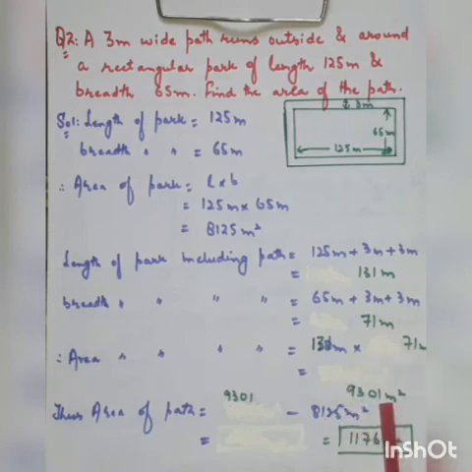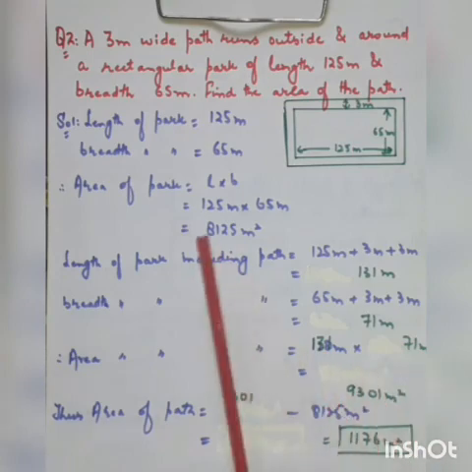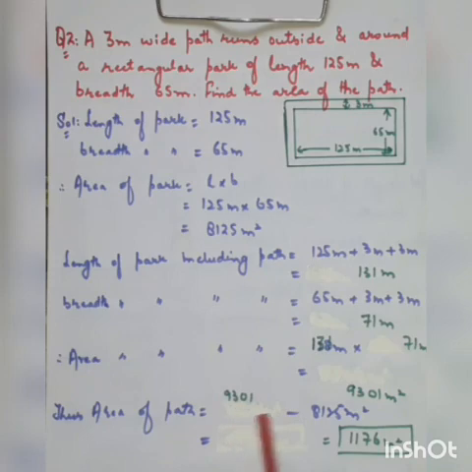So it means area of park including the path is again length into breadth, that is this length 131 meter into breadth 71 meters, that is 9301 meter square. Now area of path will be equal to this 9301 meter square minus this 8125 meter square. So 9301 meter square minus 8125 meter square is 1176 meter square. So this 1176 meter square is the area of the path.